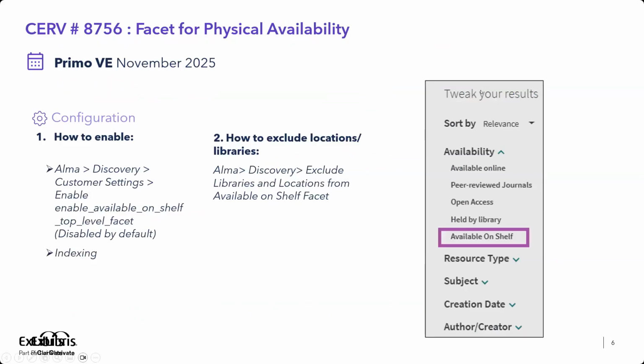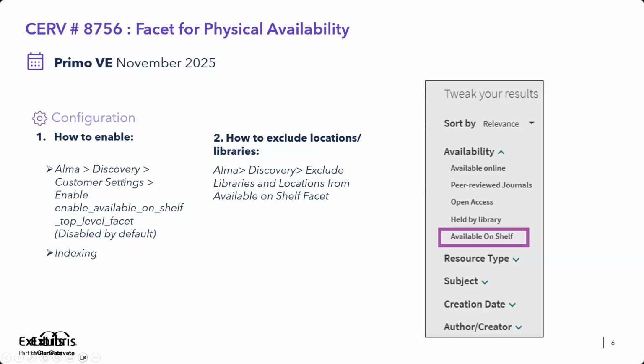Let's move on to the next enhancement, the facet for availability, physical availability. With this enhancement, we're actually going beyond the existing held by library facet. The held by library facet indicates for the users which bibliographic records have physically held items by the library. But we would like to reflect a more specific indication, the current availability on the shelf based on the calculation of the items. And with this new facet, the available on shelf will be able to provide this transparency to the user in real time.